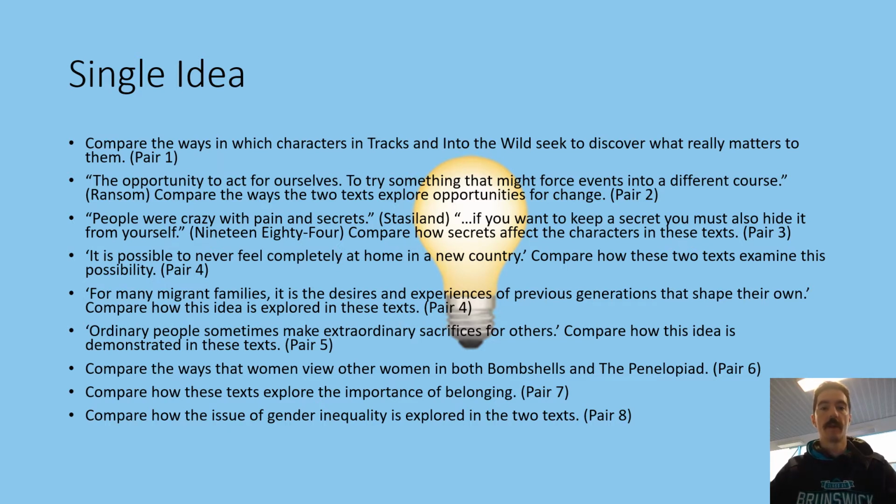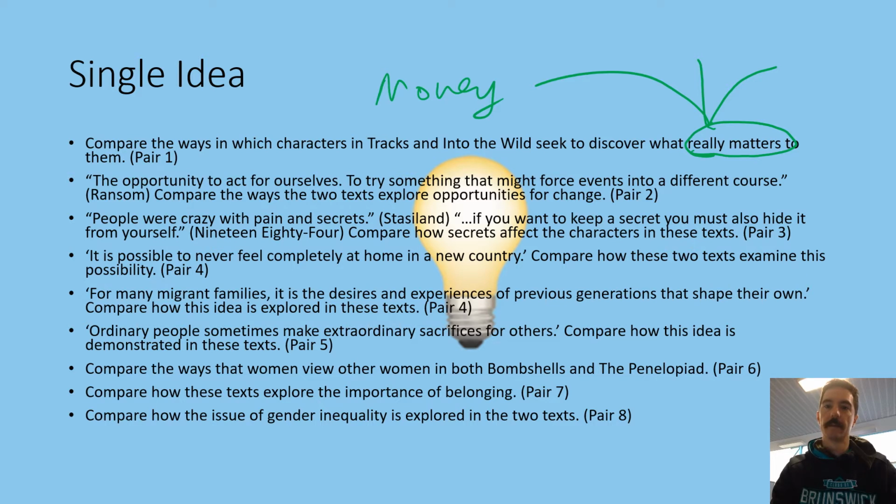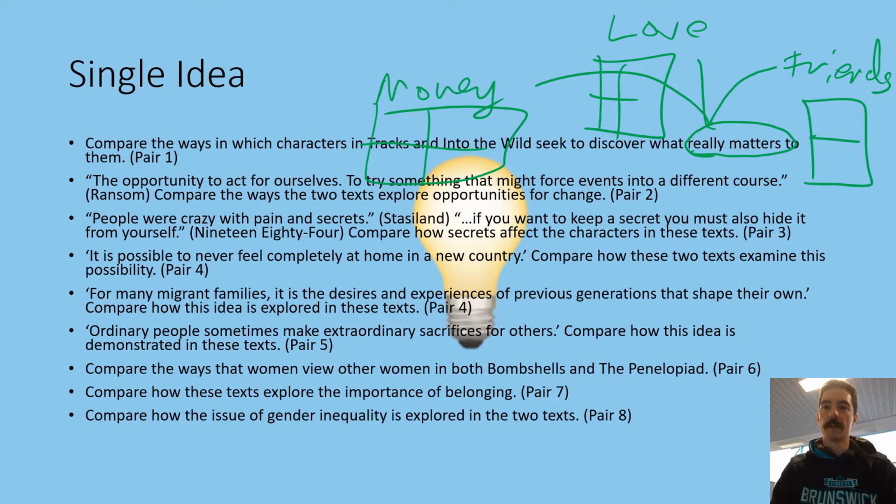The question says, compare the ways in which characters in Tracks and Into the Wild seek to discover what really matters to them. So our key idea, or our single idea, is what really matters. To look at that, you'd pull it out and think of 3 ways you could break that into specific groups, which would give you a bit of structure for your own actual analysis. Not knowing the text that closely, let's say it's money, love, and friends. Pretend those are your 3 big ideas, then you run alongside examples from each of the texts and compare and contrast style and so on.